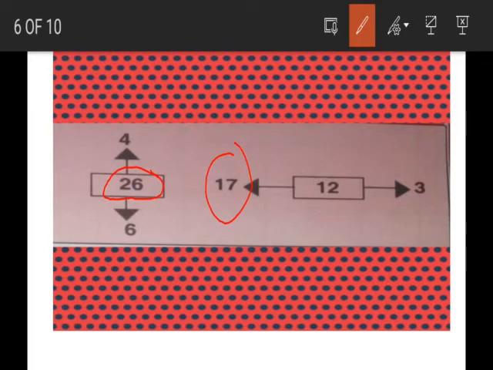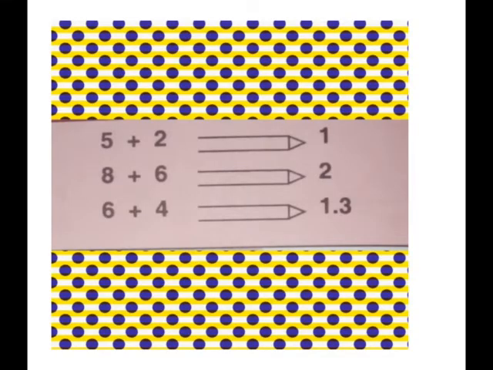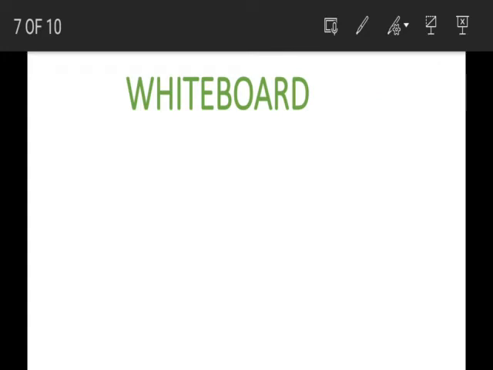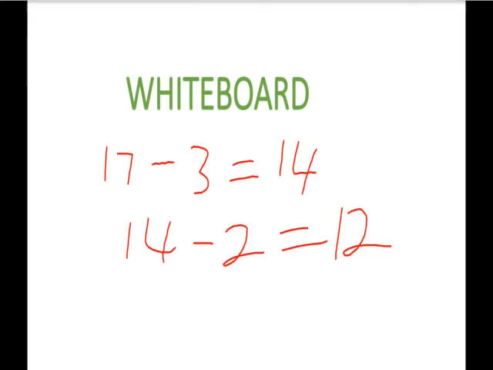Let me come again. Let's use our board in this place. Alright, so this is what I'm saying. To get our 12, what we do is 17 minus 3, which gives us 14. Then 14 minus our imaginary number 2 is 12. That is it.